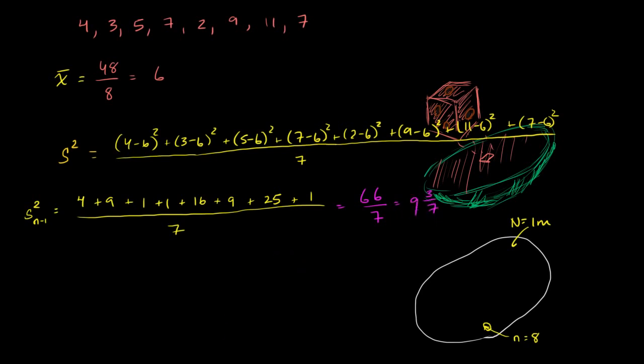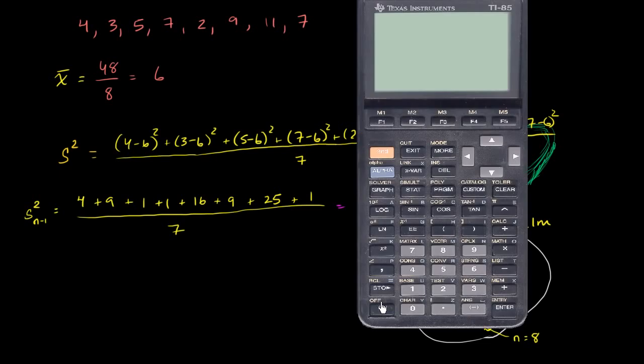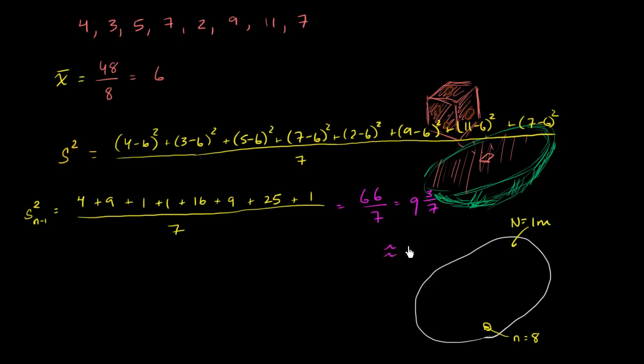Or if we want to write that as a decimal, I can just take 66 divided by 7, which gives us, I'll just round it, approximately 9.43. So this is approximately 9.43. Now, that gave us our unbiased sample variance.